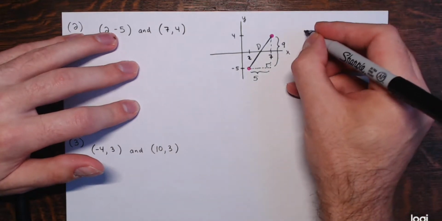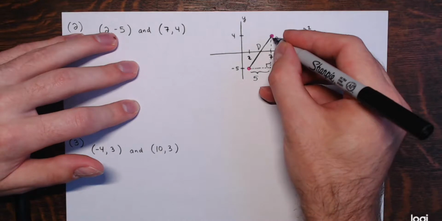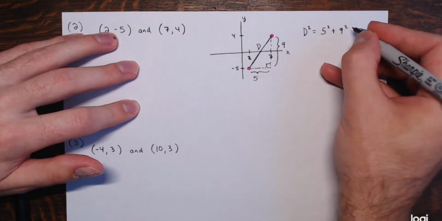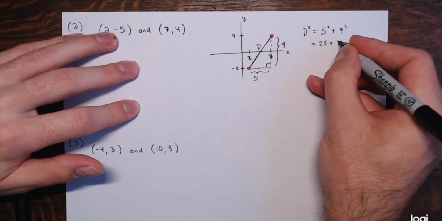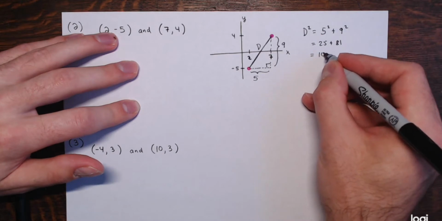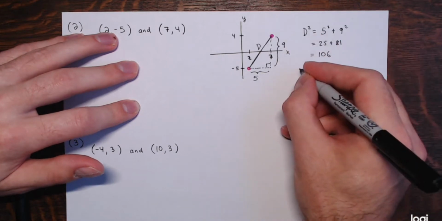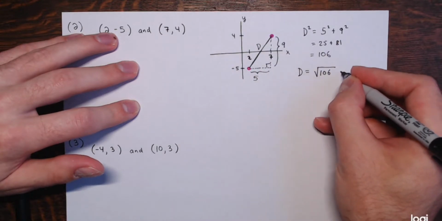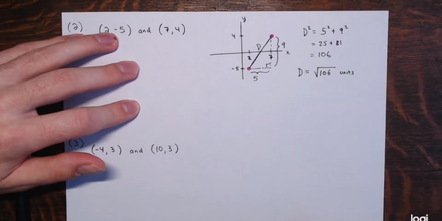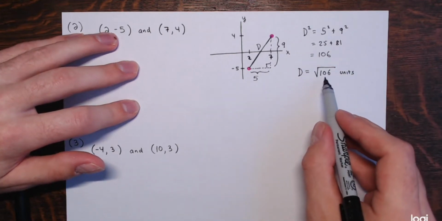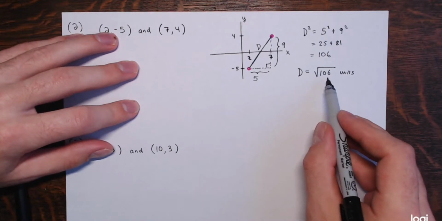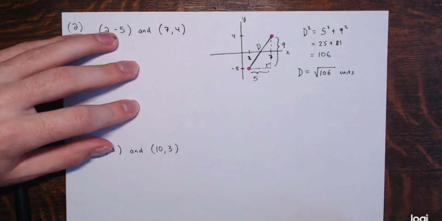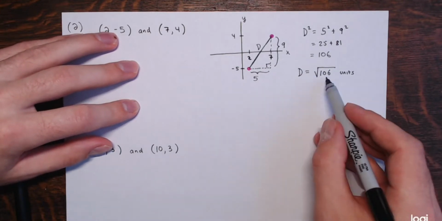So by the Pythagorean theorem, d squared, the hypotenuse squared, would be equal to 5 squared plus 9 squared. That's 25 plus 81. That's 106. And then take the square root, right? So the distance between these points is the square root of 106 units, which is a little more than 10. And this doesn't simplify any further because this is 2 times 53, and both of those are prime. So there's no perfect square that goes into 106 evenly.